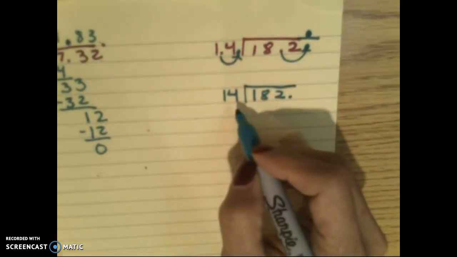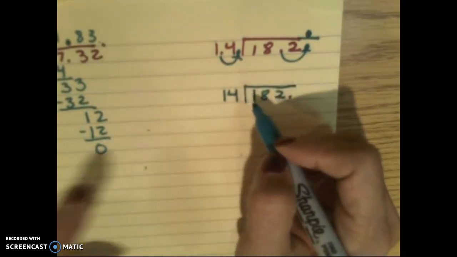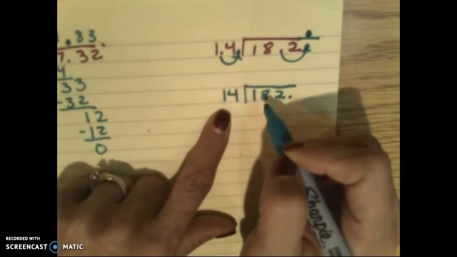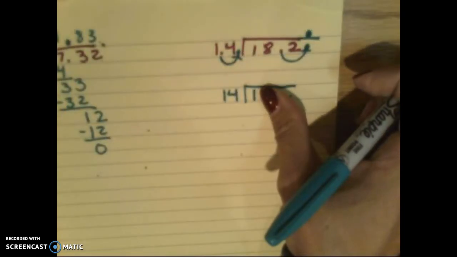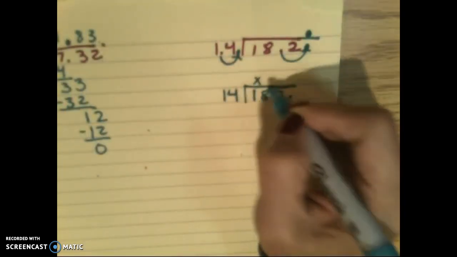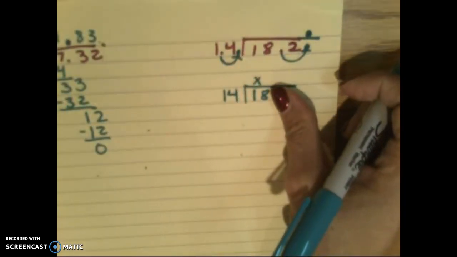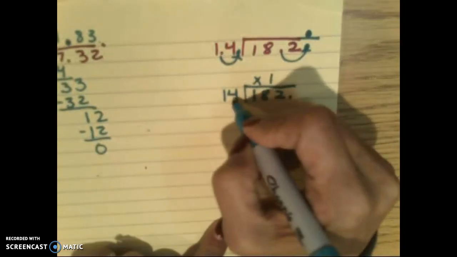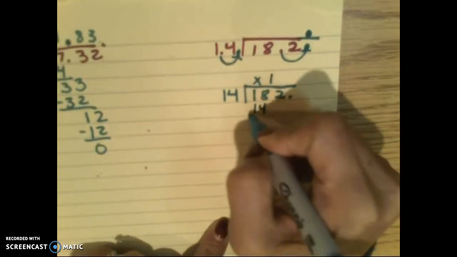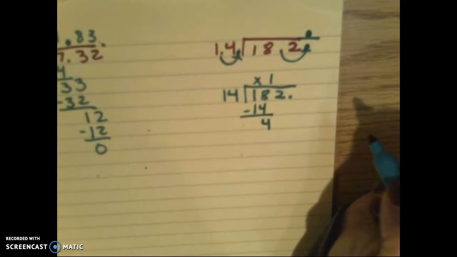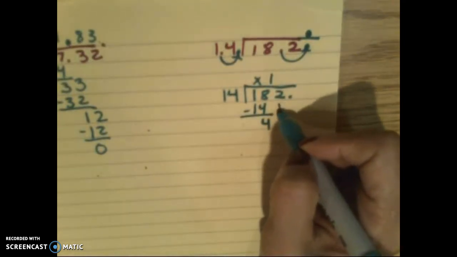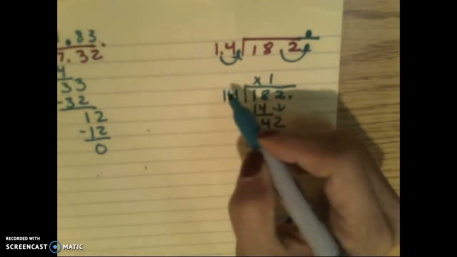So I'm going to divide as usual. 14 into 1, I can't do. Place my x, but 14 into 18, I can go one time. So now I'm going to multiply. 14 times 1 is 14. Subtract. Sister says subtract. I get a 4. Brother says bring down. I get a 2.